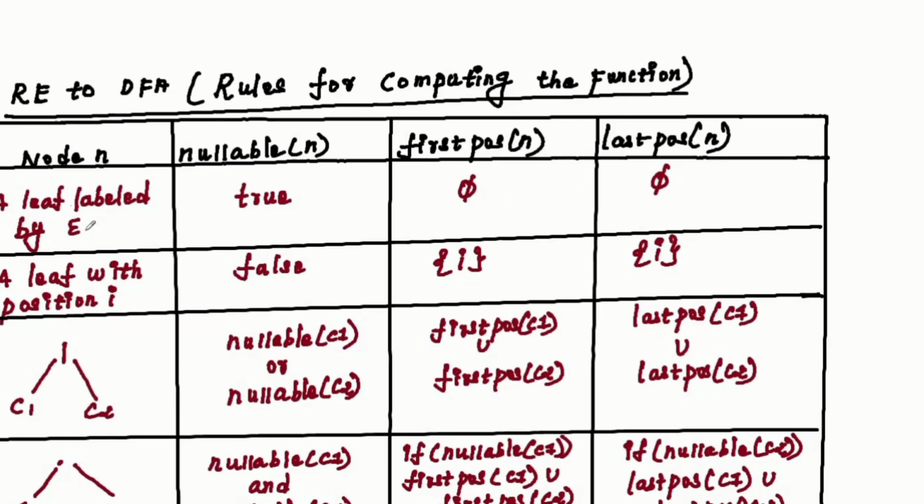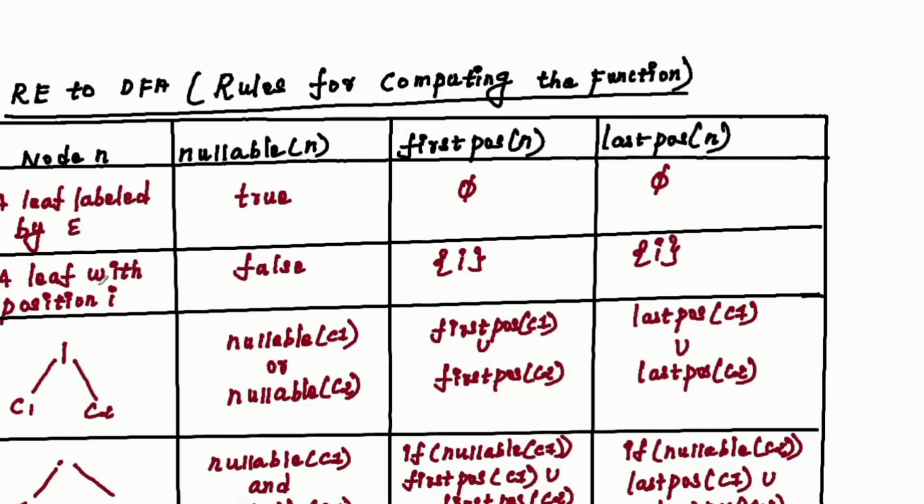A leaf labeled by epsilon: this node represents the empty string epsilon, which does not consume any input symbol since it represents the empty string. It is clear that this expression can be null, so nullable of n is true. It does not generate any actual position or symbol, so both firstpos of n and lastpos of n are the empty set.